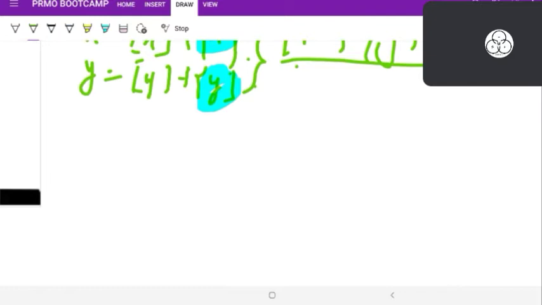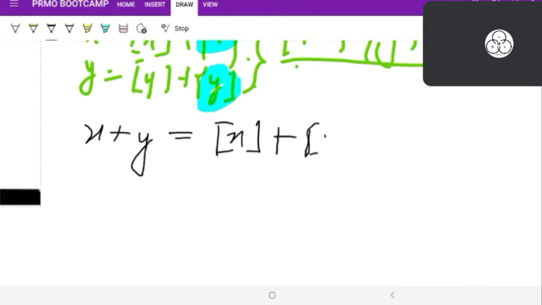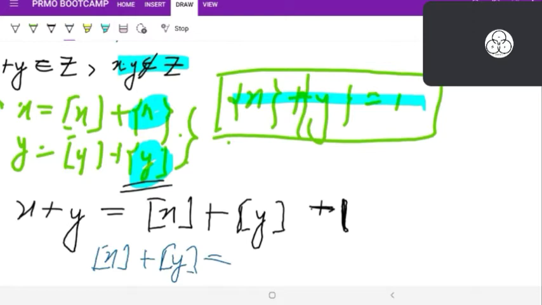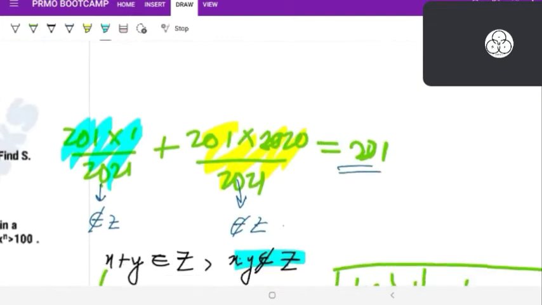Which implies that if we add x plus y, they are integral. Box x plus box y, and this sum we have proved is 1 plus 1. This was a nice question. Which means that box x plus box y equals x plus y minus 1. Now in this case, what is x plus y? x plus y is 201.